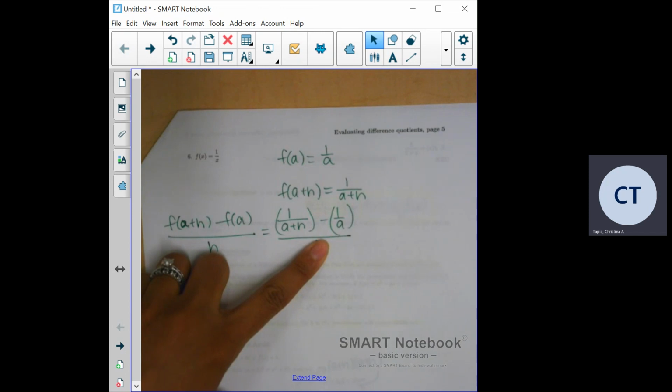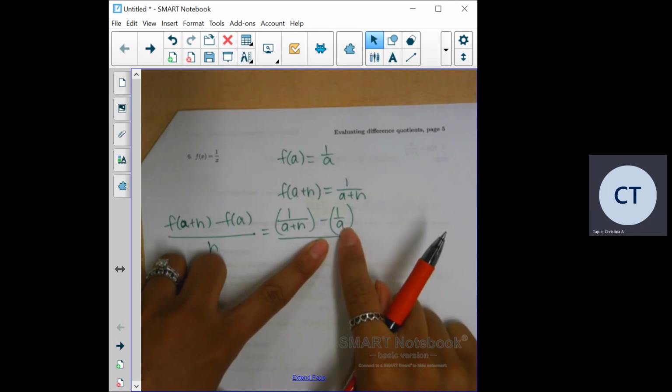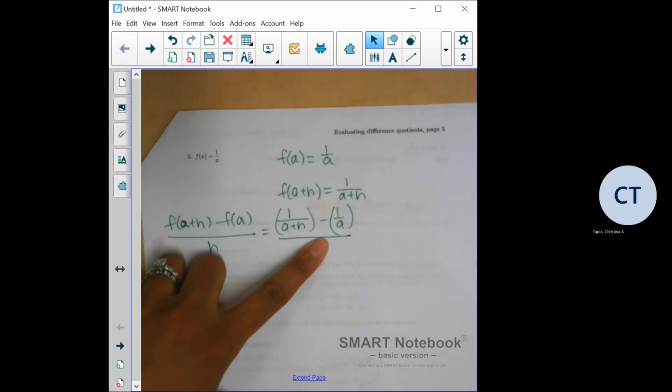You can't just add h. When you're finding a common denominator, you're multiplying. So I need to multiply by something. I can't multiply by h because then this would be ah. What can I do instead? Okay, what would that be?